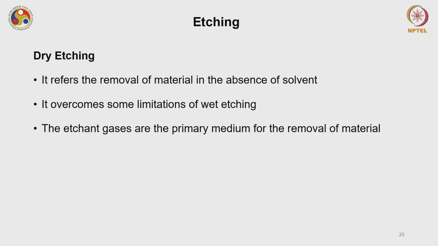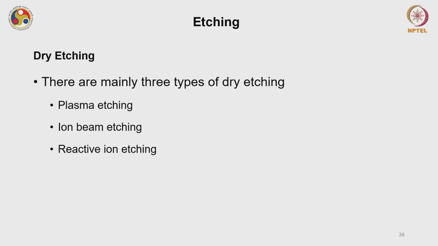Then the second type of etching is dry etching. It refers to the removal of material in the absence of any solvent. It overcomes some of the limitations of wet etching because solvents are not in place. You have some gases or some other species through which you do etching. As the name suggests, it is a dry process. You do not have any wet solvent available here. The etchant gases are the primary medium for the removal of the material. So usually the etching is done by using some gas molecule.